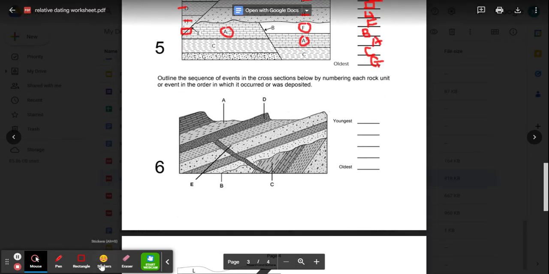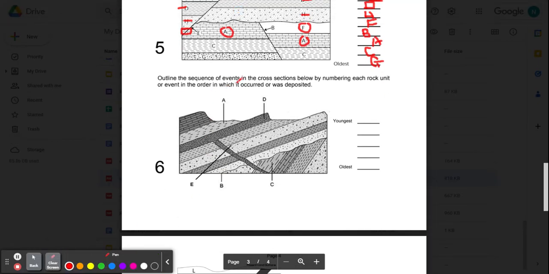Okay, let's come down here. Let's check these out. All right. Outline the sequence of events in the cross sections below by numbering each rock unit or event in the order in which it occurred or was deposited. So the youngest one, all right, well, let's look at this here. So these had to have been tilted up, which means that, oh man, okay. Whew. All right, these really got tilted. So I would say we have to assume that C is the oldest.